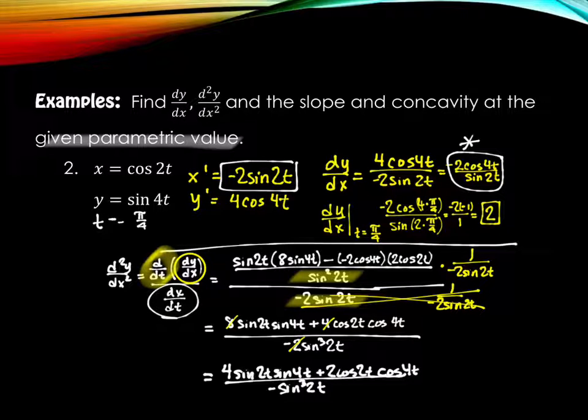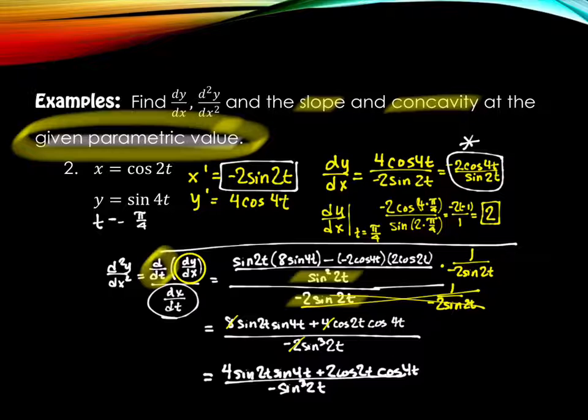Okay, but what are the directions I'm supposed to do? Find slope, concavity. Okay, the directions don't say anything about concavity on this one. Oh, sorry, I was looking at the ending of my directions. Yes, they say it there. The one part that I wanted us to highlight is that it's at the given parametric value, right? That's the part we haven't done. Pi over 4. Now we just plug in pi over 4, right?